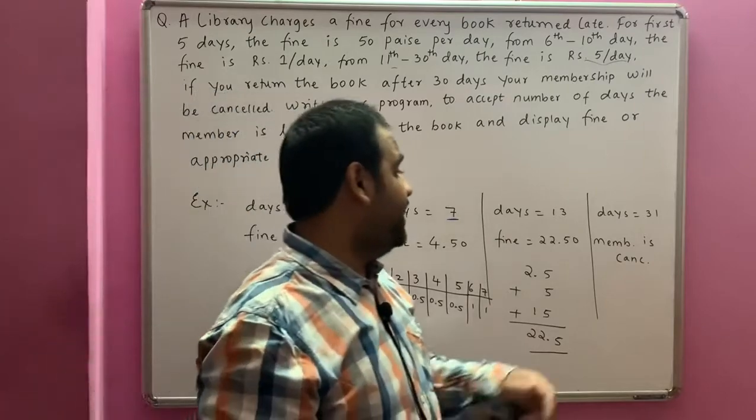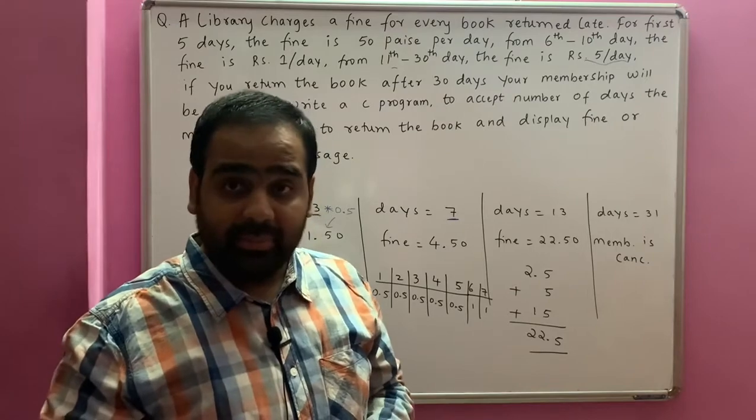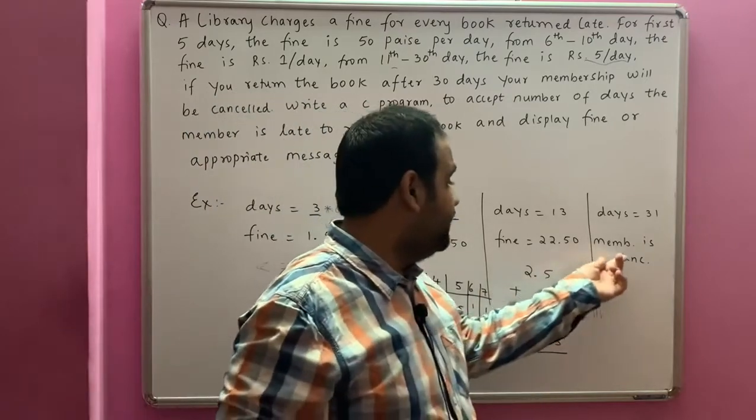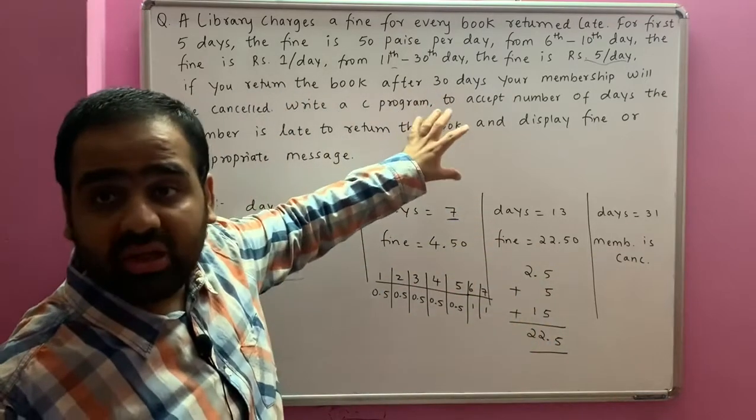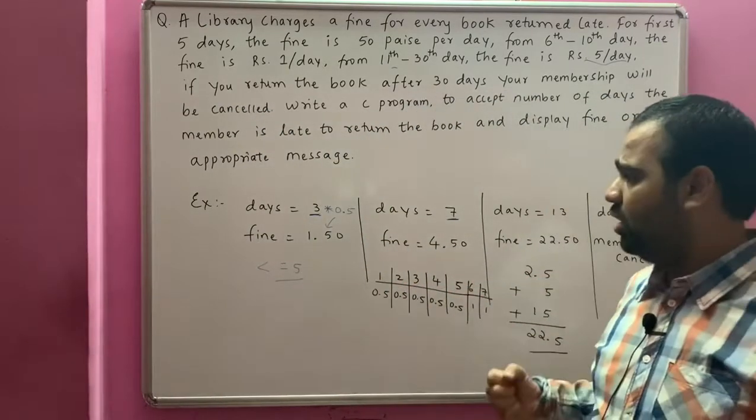And if the number of days is greater than 30, what do we need to display? We need to display that the membership is cancelled. There is no point in displaying any fine message because that's not given in the question. Now this is the question and this is how we need to solve it.